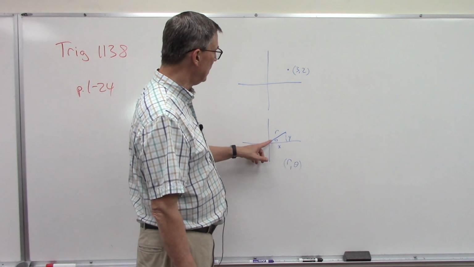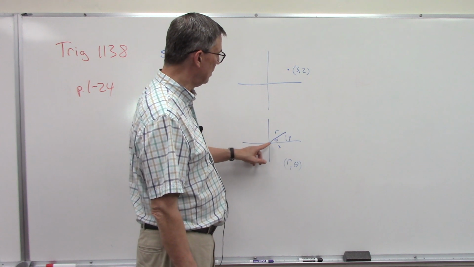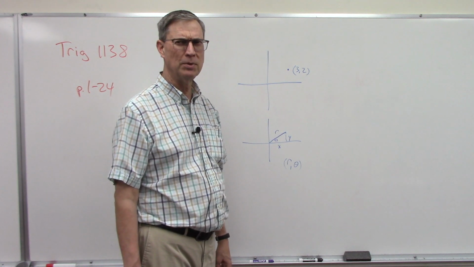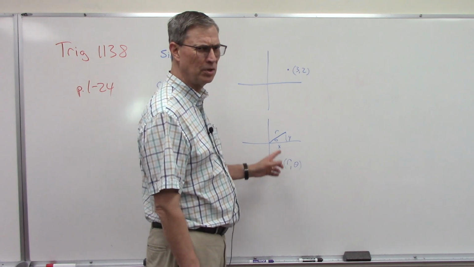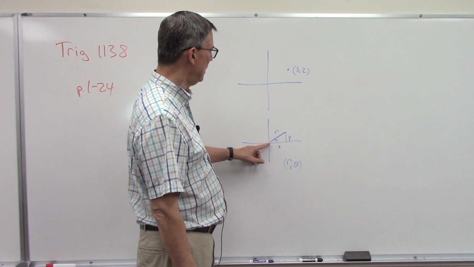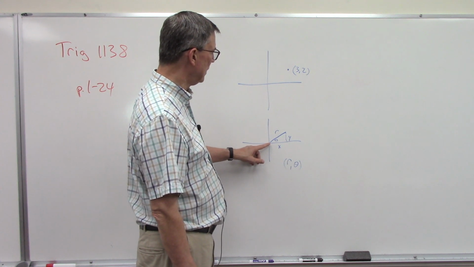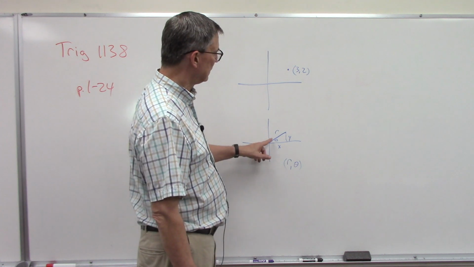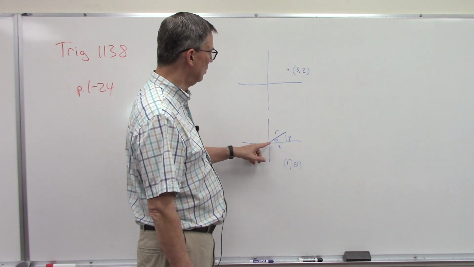But another way would be to measure the length along this line. I think they actually use P, which they call rho. I'm just going to use the letter R, kind of like radius. So the distance from the pole, the center, out to that point, that would be that length. That's kind of the hypotenuse on this triangle.